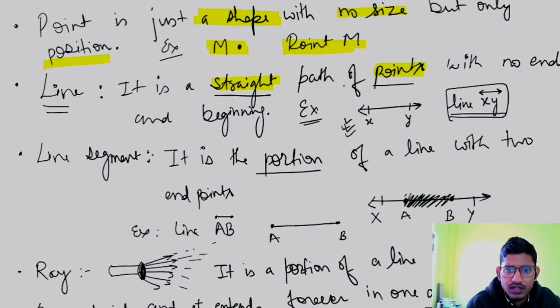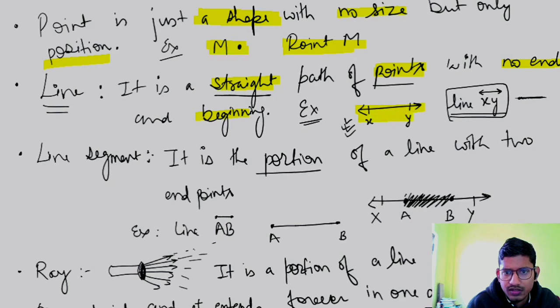If we take, let's see, point one, point two, point three, point four, point five, point six, point seven, many points in a particular direction, then we will get a straight line. The line has no end, no beginning.